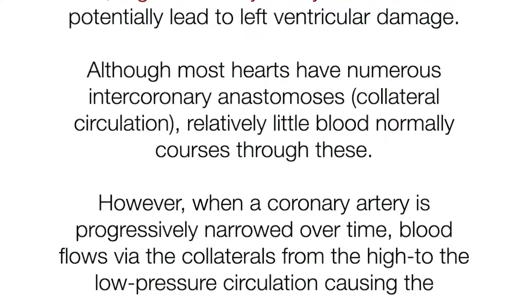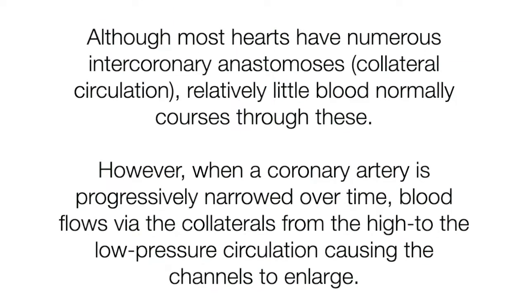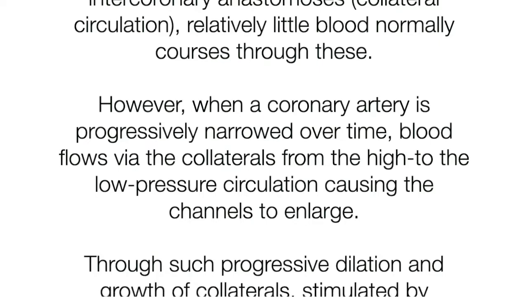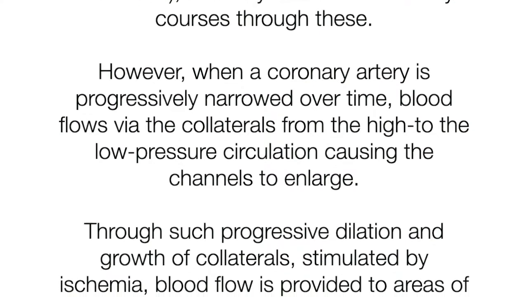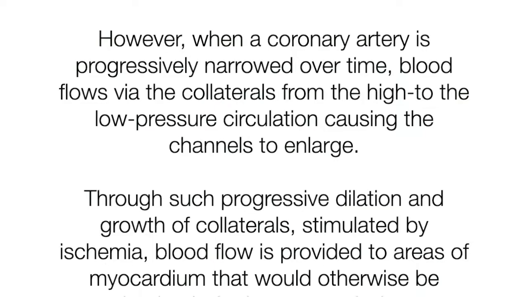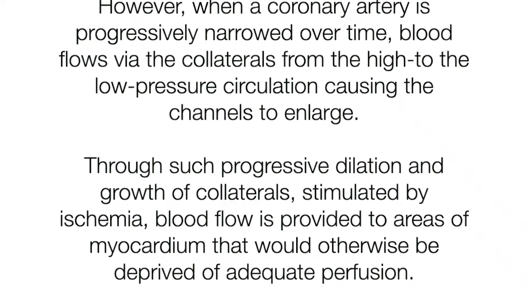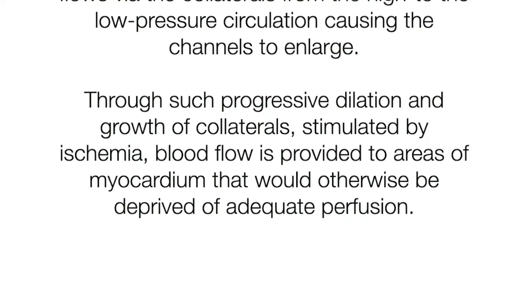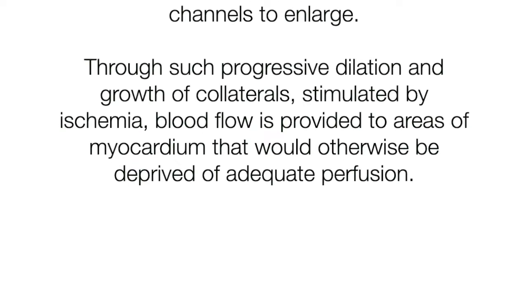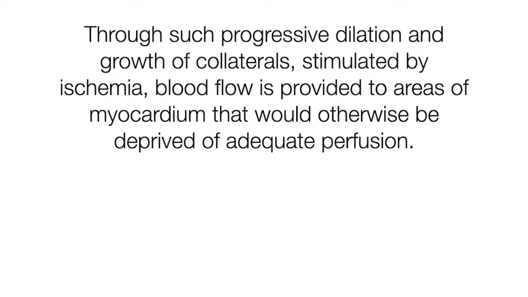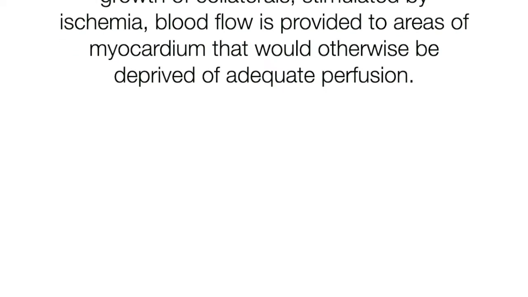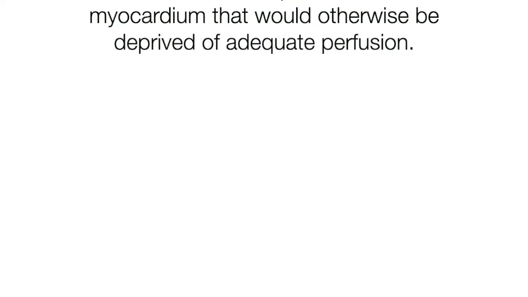Although most hearts have numerous intercoronary anastomoses, that is collateral circulation, relatively little blood normally courses through these. However, when a coronary artery is progressively narrowed over time, blood flows via the collaterals from the high to the low pressure circulation, causing the channels to enlarge. Through such progressive dilation and growth of collaterals stimulated by ischemia, blood flow is provided to areas of myocardium that would otherwise be deprived of adequate perfusion.